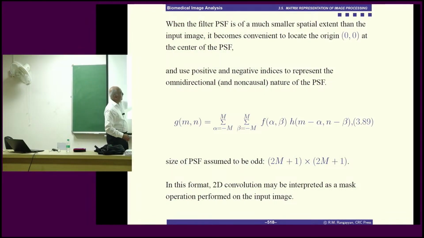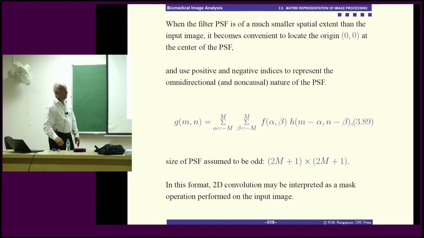So then you are making this summation go only plus or minus m, the shift, which is applied to h. This is the image, f of alpha, beta. The image is of some size n by n. The output is also of some size n by n, but the matrix of the convolution function, the filter, is 2m plus 1 by 2m plus 1, which is much smaller than the size of the image.